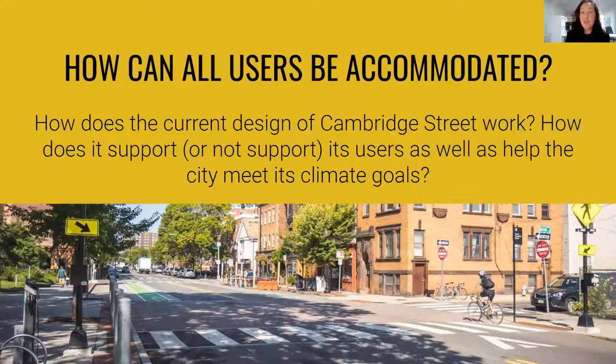And with that, I would like to hand it over to Ashley, who's going to walk you through how Cambridge Street does or doesn't accommodate all these different users. Sure. Hi, everybody. So Stacy walked us through all of the different types of users on Cambridge Street. And now we're briefly going to talk about how they can be accommodated on the street itself. How does the current layout of the street work? How does it support or not support its users? And of course, how does it support the city's climate goals?